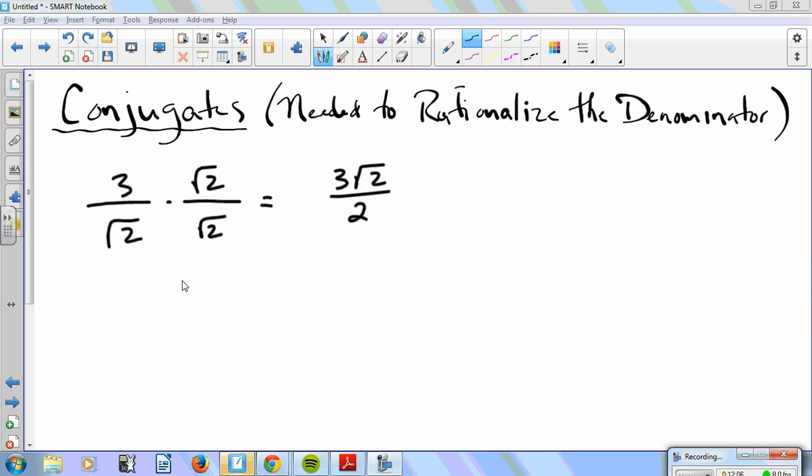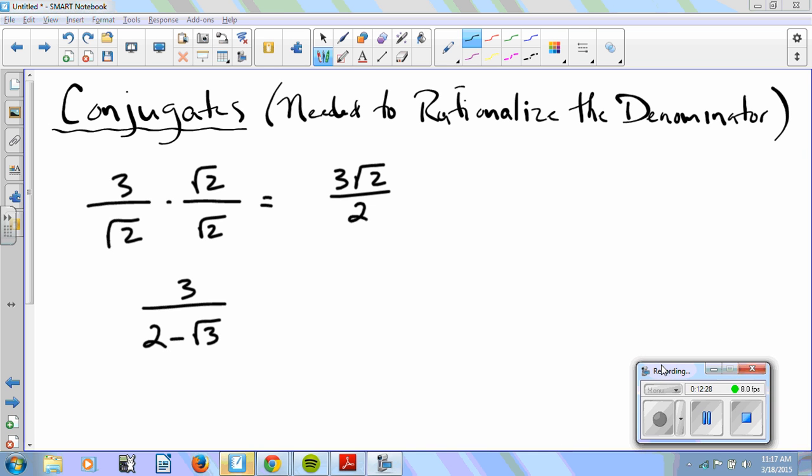So what would happen if I had this? 3 over 2 minus the square root of 3. Okay. Now it becomes an issue. And I'll show you why. Don't write this part down. I just want to show you why it doesn't work. You might say, well, I'm going to take the same approach as on the top.